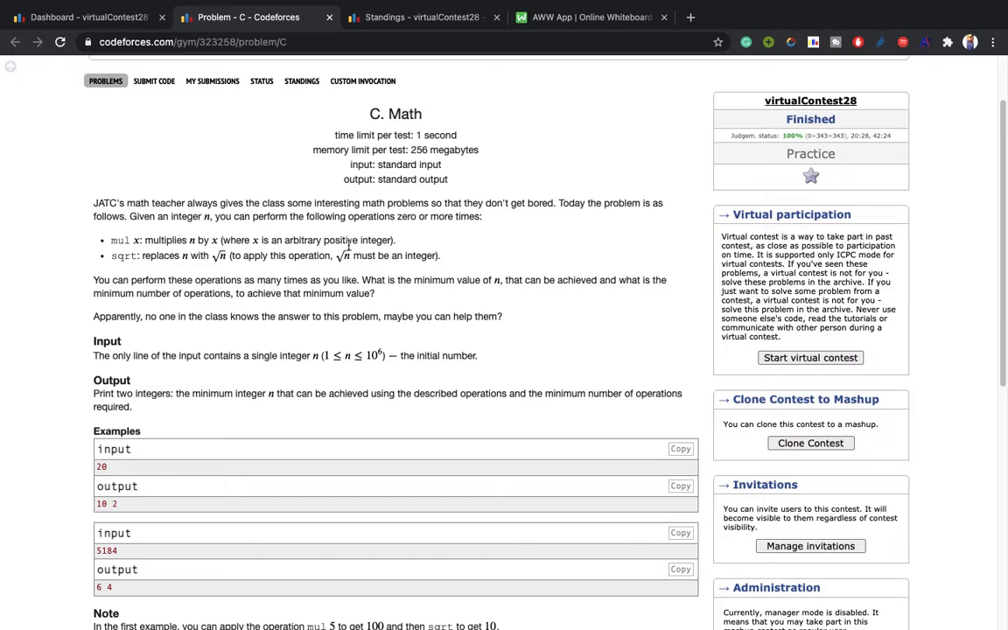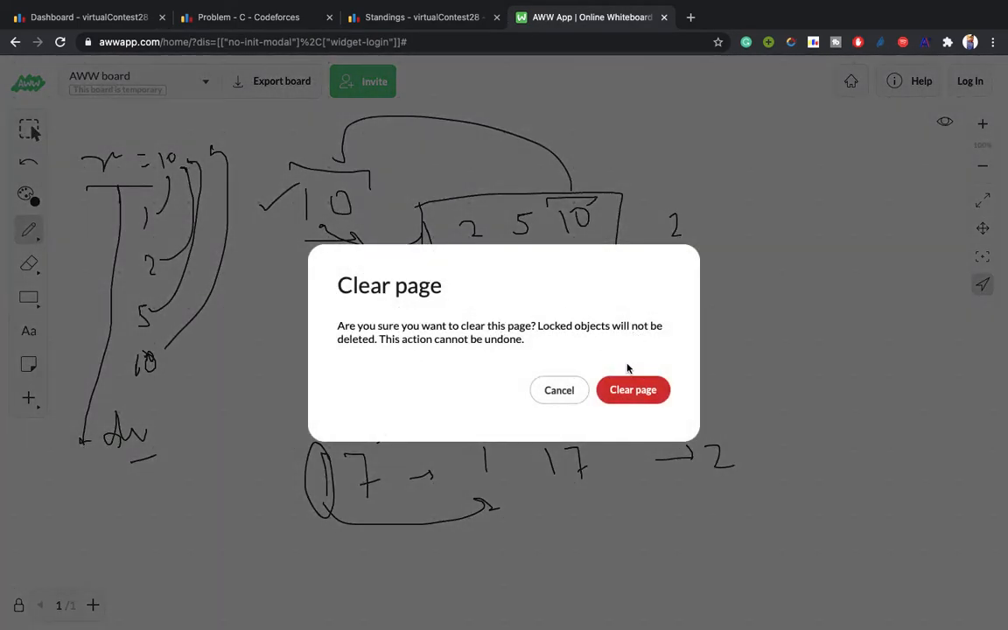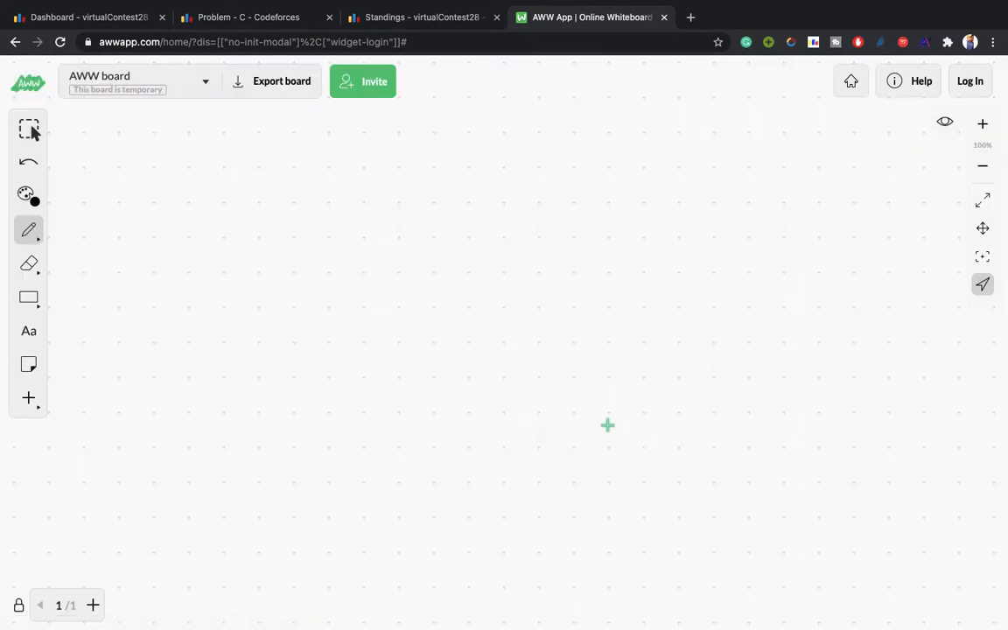In this question we are given an integer n, and we can perform operations: we can multiply it by x, and we can take the square root of the number n. We have to make n as small as possible. So it's an approach like, we are given 20. What initially you can think about is prime factors. First you must think about the prime factors, then I will explain right now.